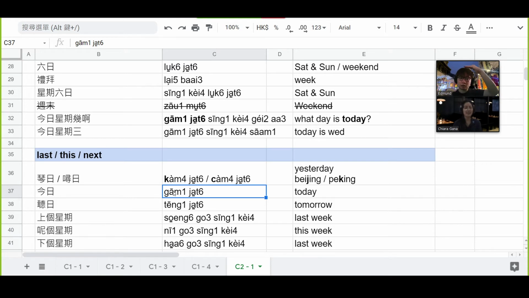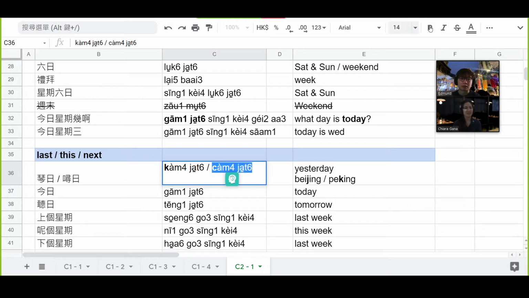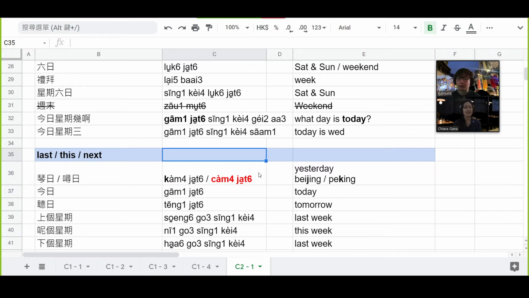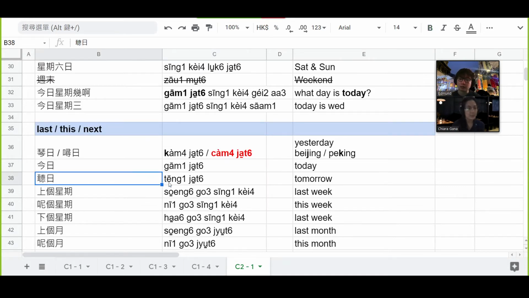Yesterday is 琴日. This is 今日. The tone is different, and also this one is the one with a strong air puff, 琴日. And this is 今日, the one where you're holding the breath. Okay, but it's better for beginners to remember this one, 尋日. And then people use different characters for it. Okay. And then tomorrow is 聽日.